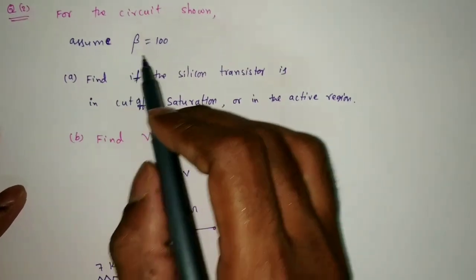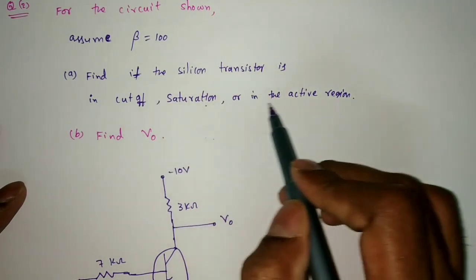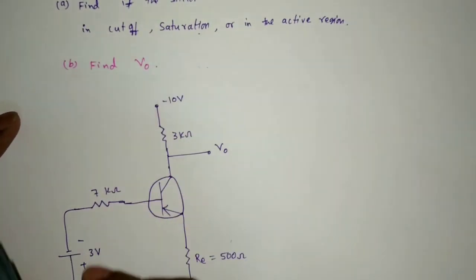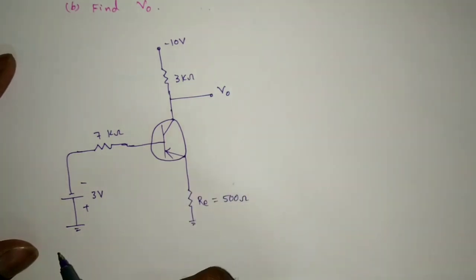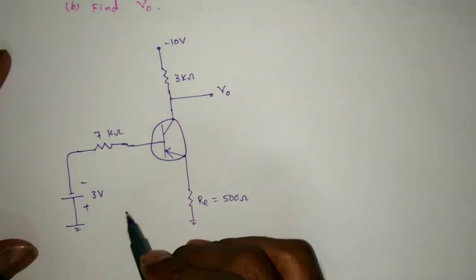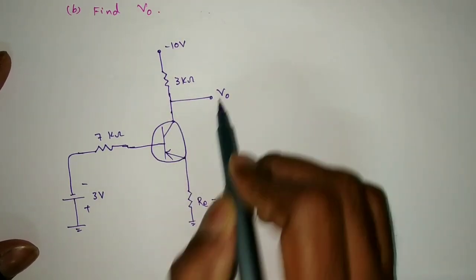So, for the circuit shown, assume beta is 100. Find if the silicon transistor is in cutoff, saturation or in active region. And also find V0. This is a PNP transistor. Right? So we need to find which region the transistor is in. Then we need to find V0 also.